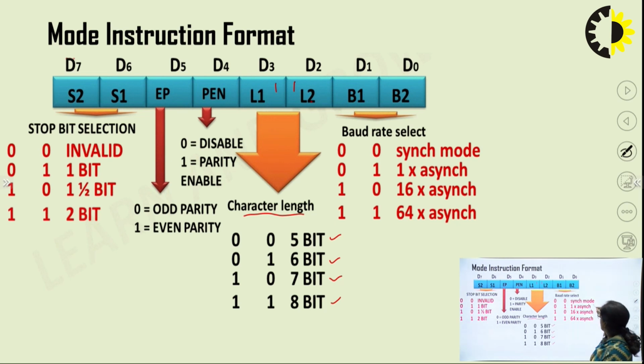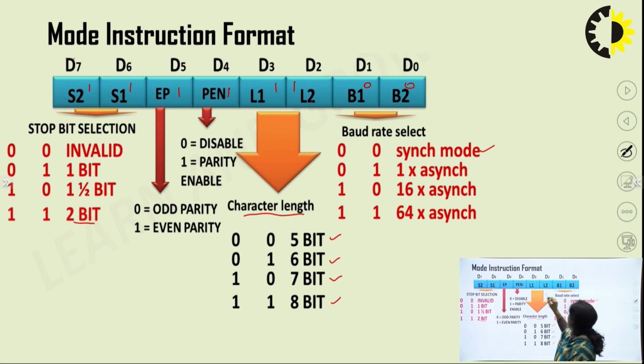If we want synchronous mode of communication, then we use 0, 0 here. If we want 16x asynchronous, then 1, 0. Then parity enable or disable: if we make it 1, then parity is there for error detection and correction. And which type of parity, odd parity or even parity. If we select even parity, we make it 1. And how many stop bits to be added. If we have to add 2 stop bits, then we make this configuration 1, 1.